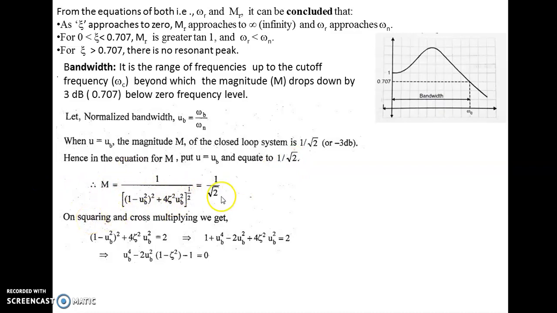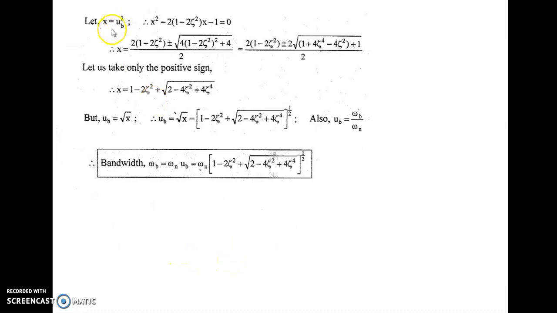Square both sides and cross multiply. You will get the expression ub to the power 4 minus 2 ub square into (1 minus 2 zeta square) minus 1 equal to 0. Because it is a fourth order expression, let's take x equal to ub square and you will get a quadratic expression. Solve this quadratic expression to get the x value, and let us take the positive value. From that, ub equal to square root of x, and ub is nothing but omega b by omega n. So omega b is the bandwidth here. From this we can find the bandwidth.